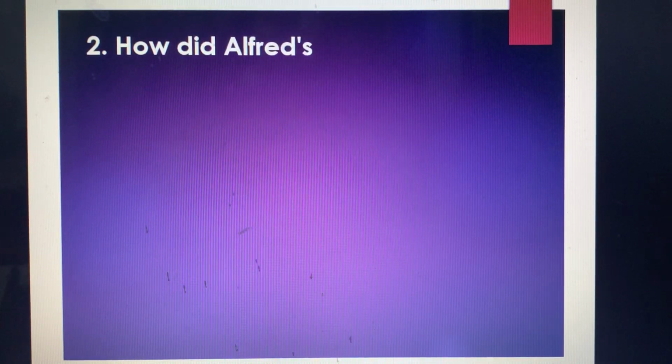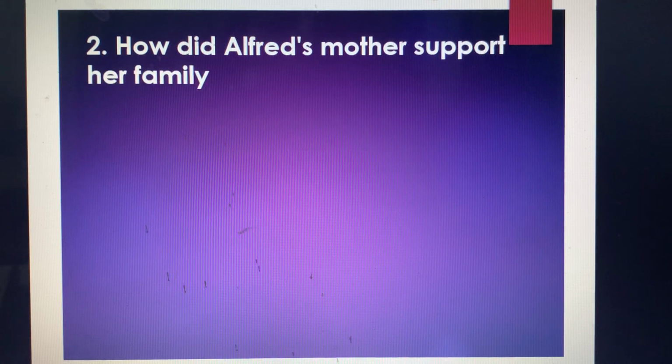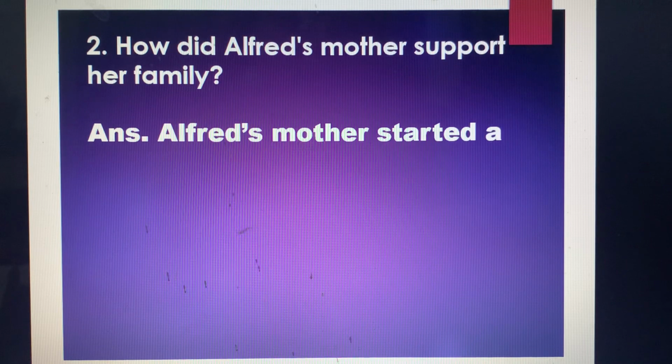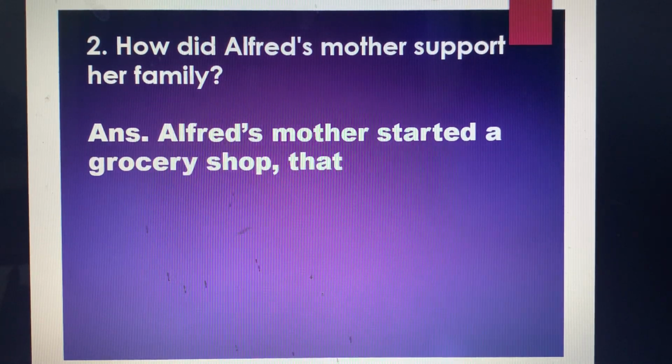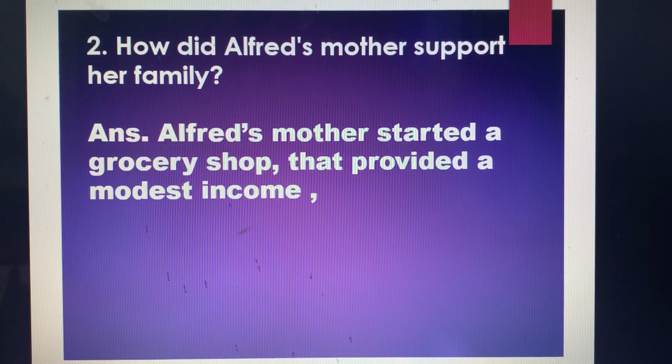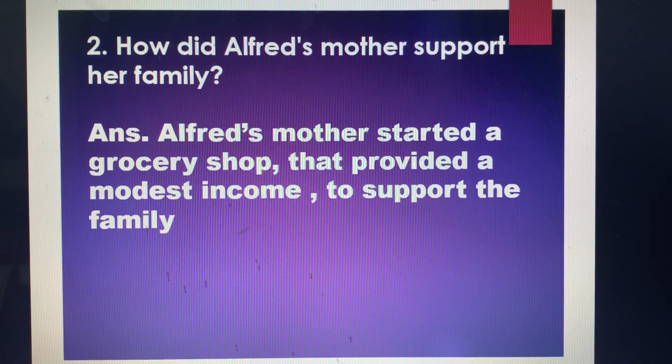Next question is question number 2. How did Alfred's mother support her family? उन्होंने कैसे सपोर्ट किया, कैसे सहारा दिया अपनी फैमिली को? Alfred's mother started a grocery shop that provided a modest income to support the family.